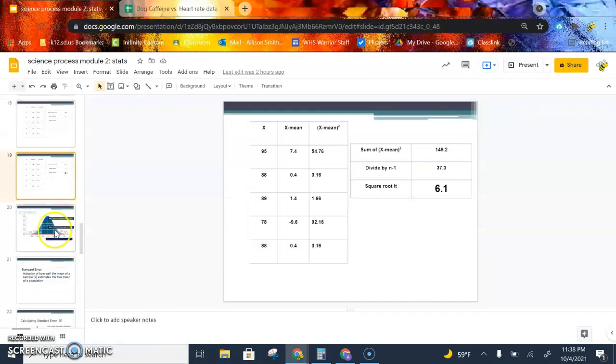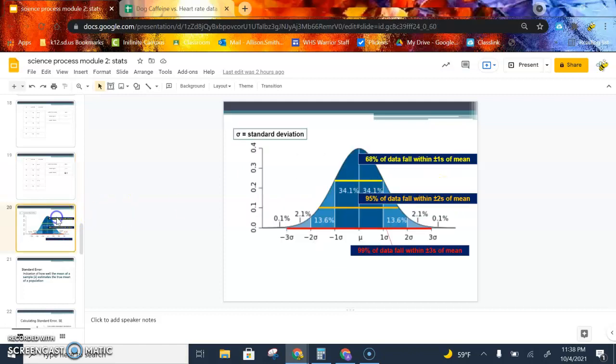What does that mean? Well, let's go back to the one that I just calculated. I had a mean of 87.6, but one standard deviation is 6.1. So let's come back to my bell curve. That means right here in my mean is my average dog heart rate of 87.6. If I want to show one standard deviation, so 68% of my dog's heart rates are going to be within 6.1 heartbeats below 87.6 and within 6.1 heartbeats above 87.6.